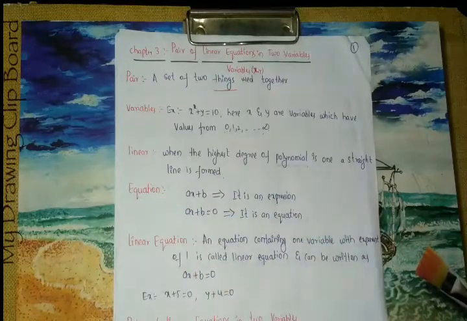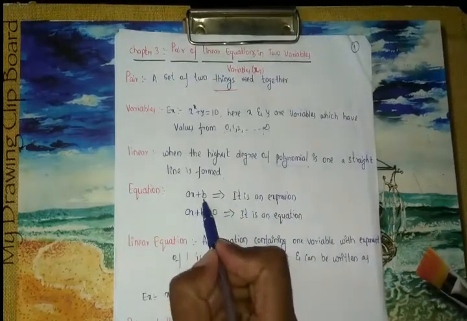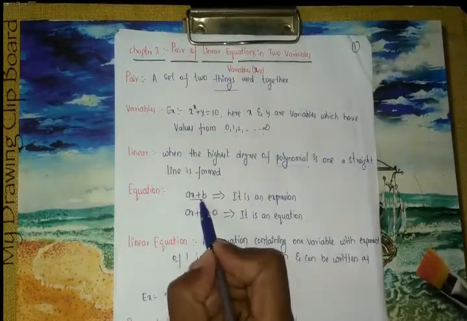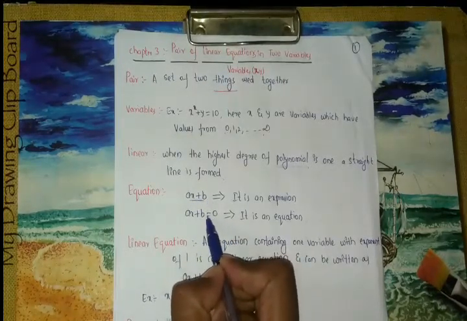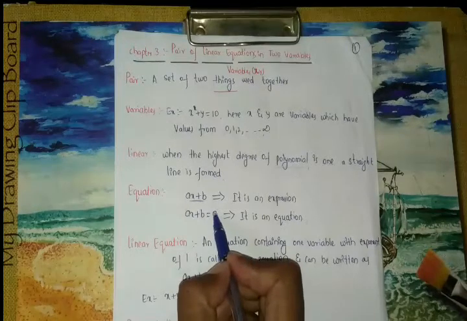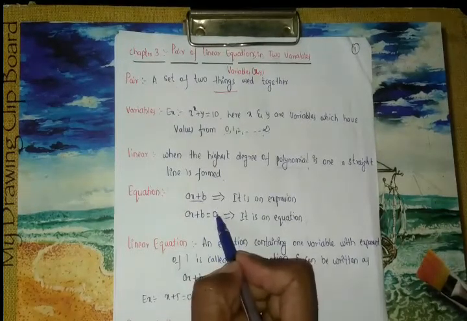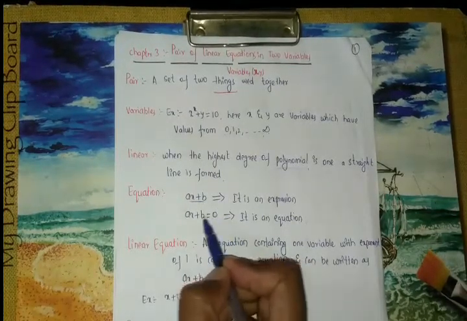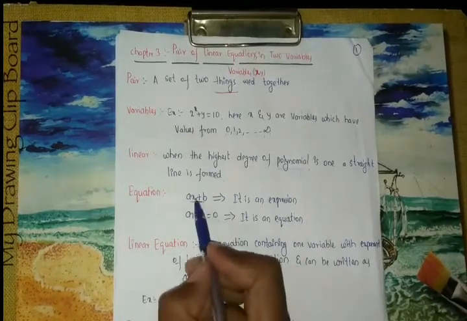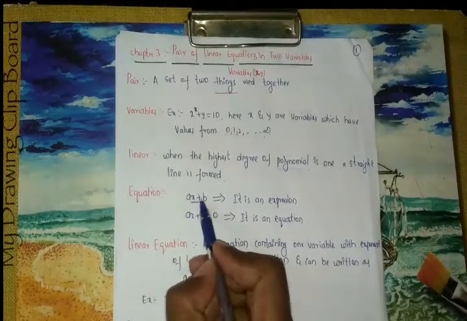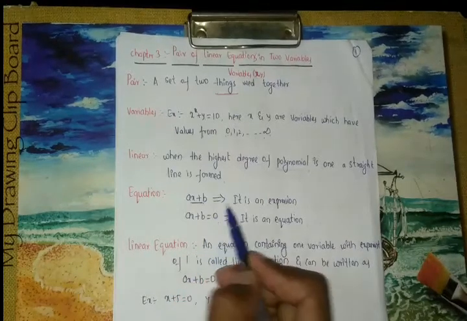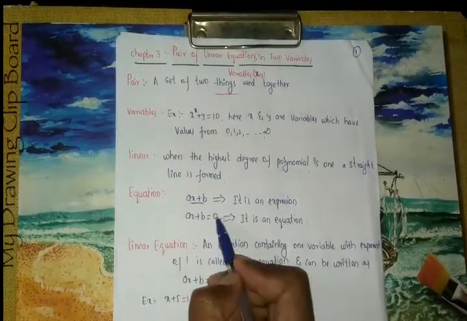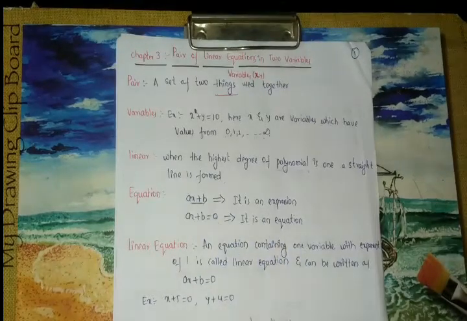Equation. So here I have expressed ax plus b. This ax plus b is an expression. When we write equals to and equate it to any value, say here I have equated to 0, it will become an equation. So this is the expression ax plus b, and if you write equals to and denote it to any value, it will be an equation.